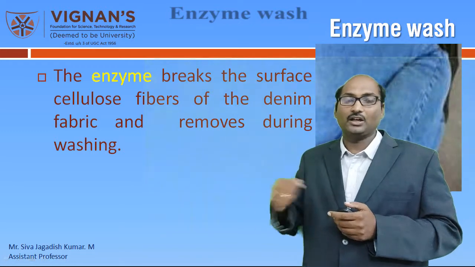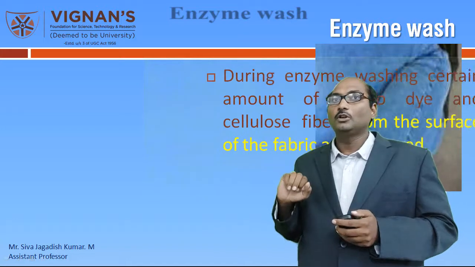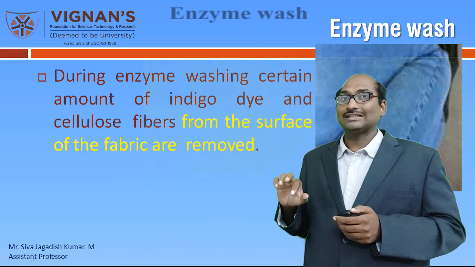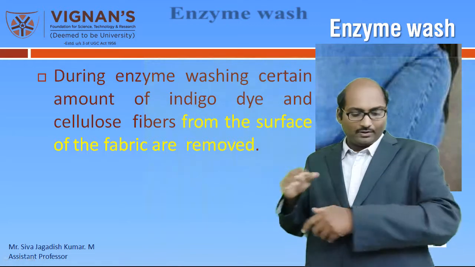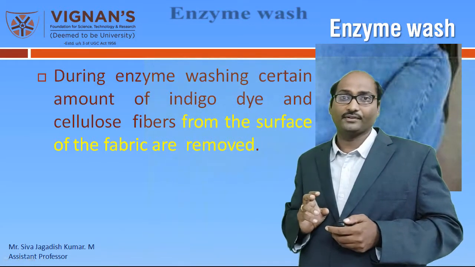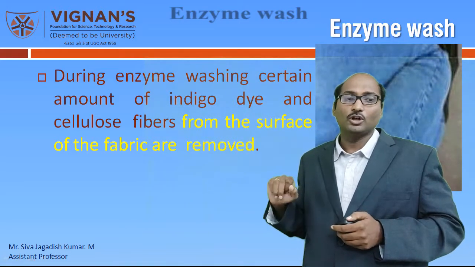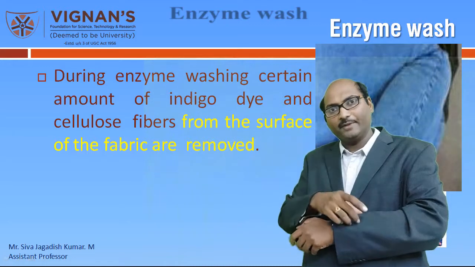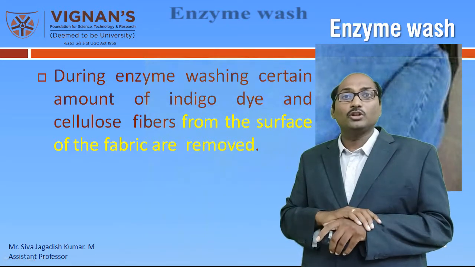The dye color and all will be removed. So during this enzyme washing, a certain amount of indigo dye from the cellulosic fibers, and whatever the nets or hairiness, will also be removed from the surface, right? So that is what happens in terms of the enzyme wash. Due to the removal of hairiness and nets, the fabric will become smoother and softer.